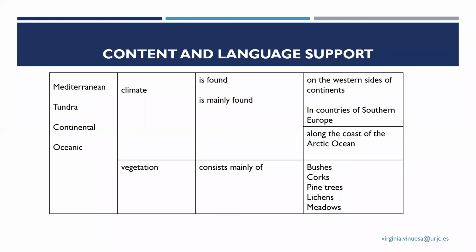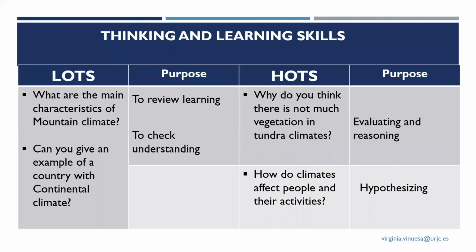And I will make them practice in advance after watching the video with these sentences. So Mediterranean climate is mainly found on western sides of the continent, or oceanic vegetation consists mainly of, etc. So I'm providing them with the structures they really need and the vocabulary which is specific for the content they have to learn. I have to go very quickly because I think I'm running out of time.